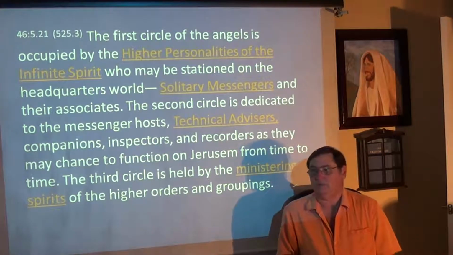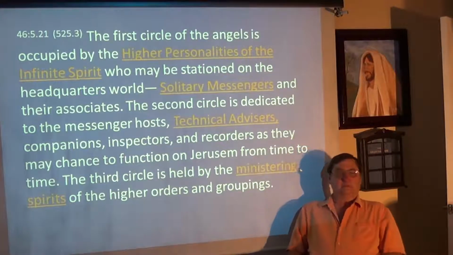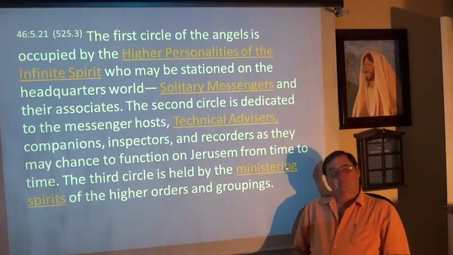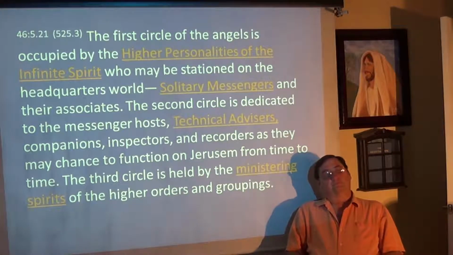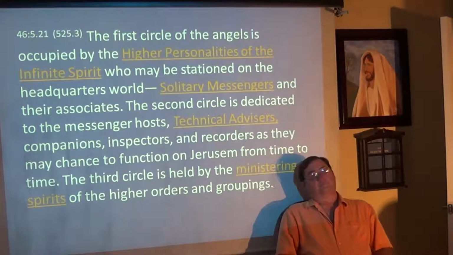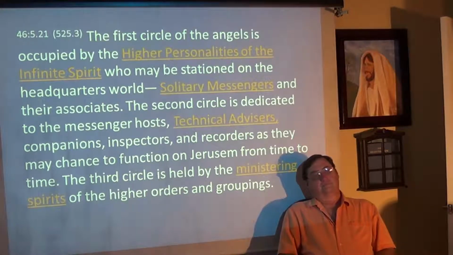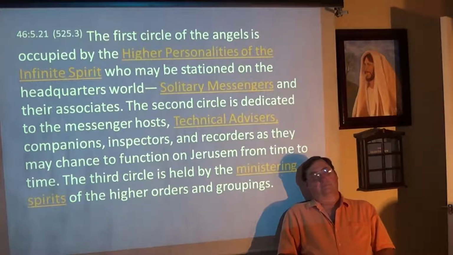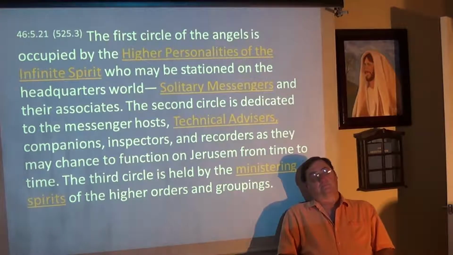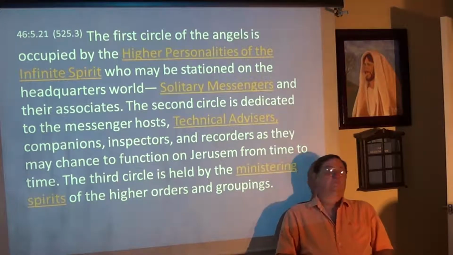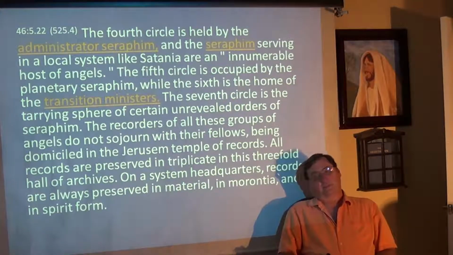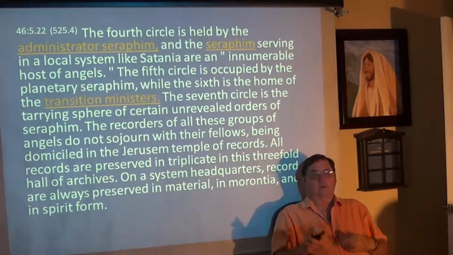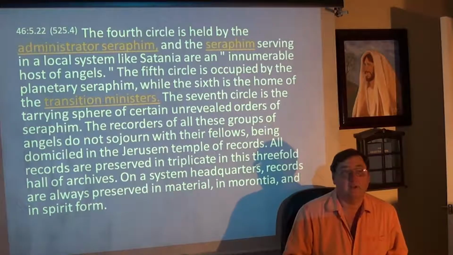Tim, would you take the next one? The first circle of the angels is occupied by the higher personalities of the infinite spirit, who may be stationed on the headquarters world, solitary messengers and their associates. The second circle is dedicated to the messenger's host, technical advisors, companions, inspectors, and recorders, as they may chance to function on Jerusalem from time to time. The third circle is held by the ministering spirits of the higher orders and groupings. Okay, these are all personnel of the infinite spirit, remember? All right, let's keep going because we're going to get to a slide and explain all this.